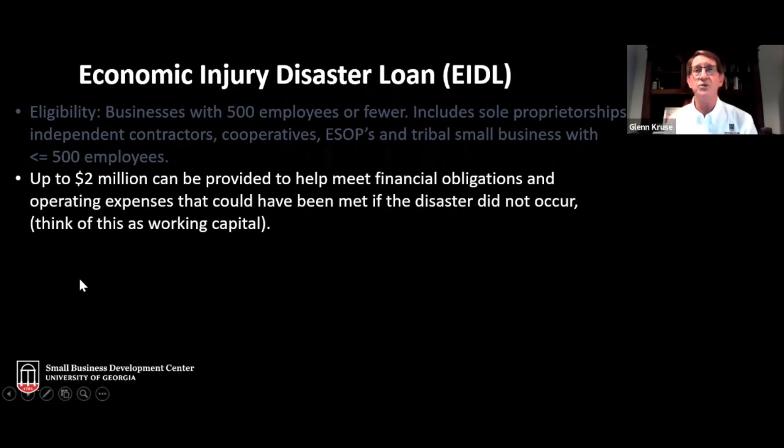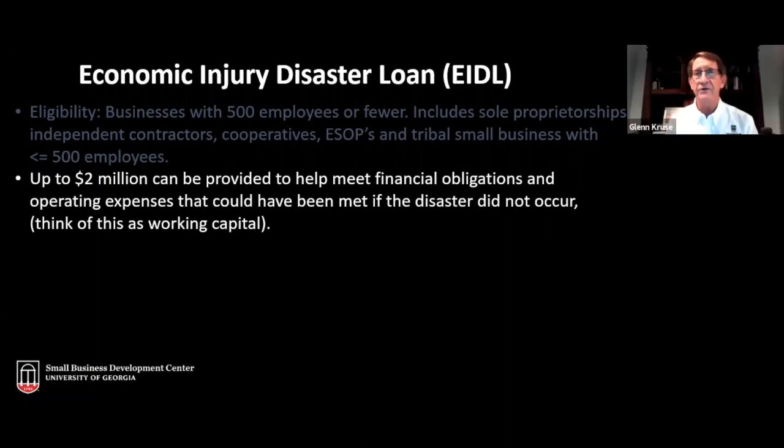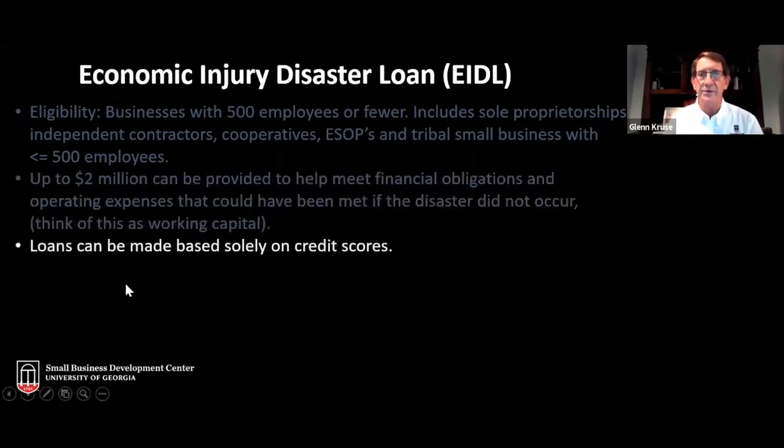You can get up to $2 million under the EIDL program, the $2 million loan. It basically is considered to be a kind of a bridge loan to get you through the next month or so, to cover your operating expenses that you would have been able to do on your own if this disaster hadn't occurred. So again, think of this as working capital.